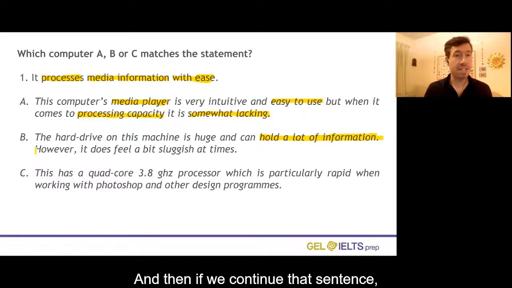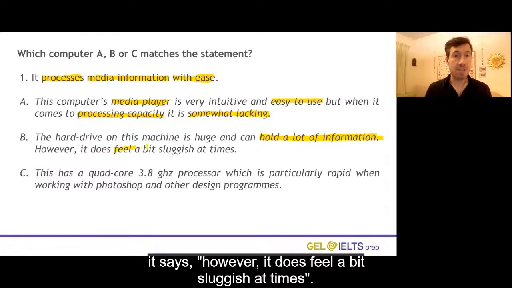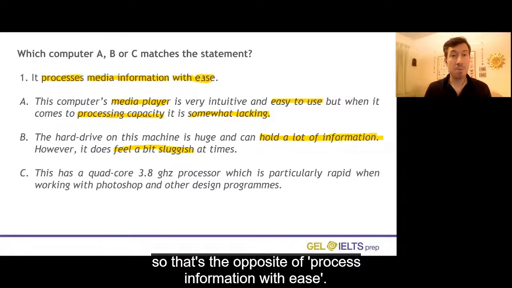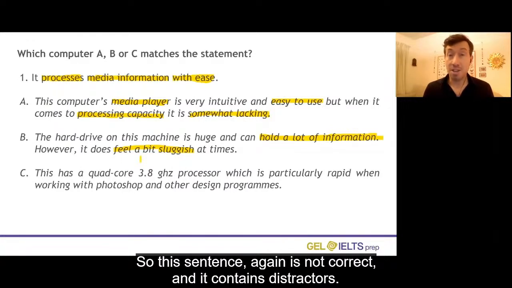And then if we continue that sentence, it says, however, it does feel a bit sluggish at times. Feel a bit sluggish? Sluggish means it is slow, a bit slow. So that's the opposite of process information with ease. So this sentence, again, is not correct and it contains distractors.